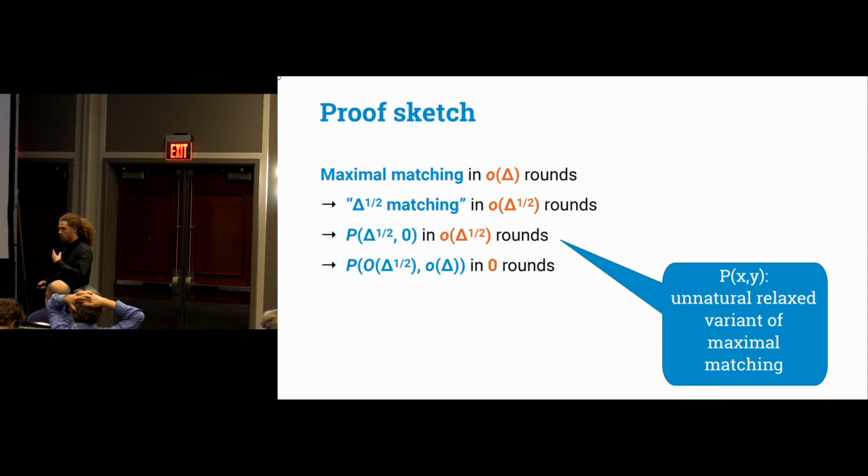And now we complete the proof by contradiction by showing that even though we have relaxed maximal matching quite a bit, the parameters are not large enough to allow a 0-round algorithm.